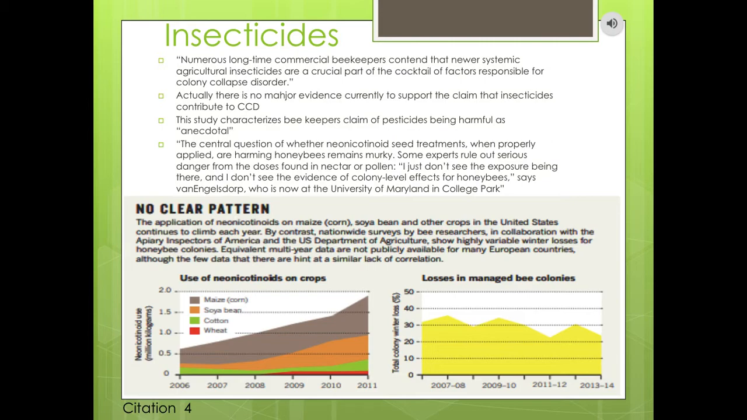So, insecticides. There are numerous long-time commercial beekeepers that contend that newer systemic agricultural insecticides are a crucial part of the cocktail of factors responsible for colony collapse disorder. But there is actually no major evidence currently to support that claim, other than anecdotal stories. The study I provide here characterizes beekeepers' claims of pesticides being harmful as only anecdotal, and the central question of whether neonicotinoid seed treatments, when properly applied, are harming honeybees remains murky. Some experts rule out serious danger from doses found in nectar or pollen.